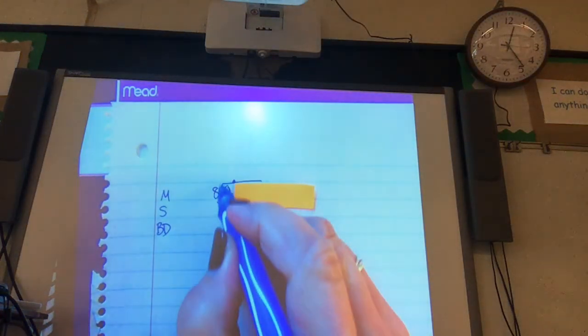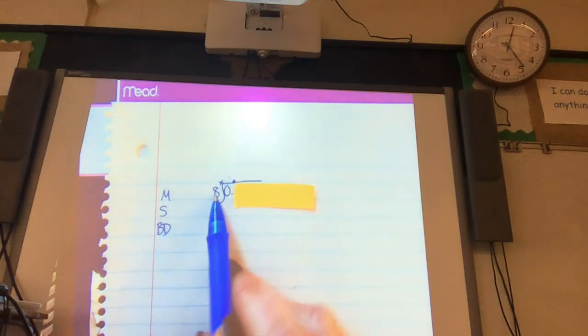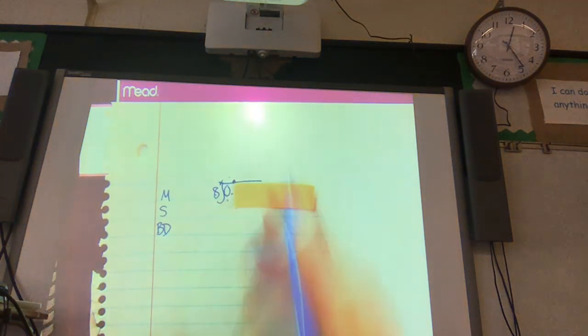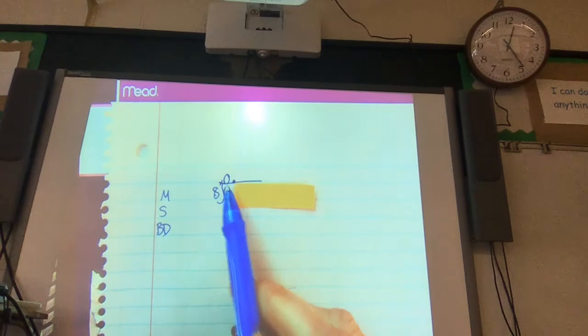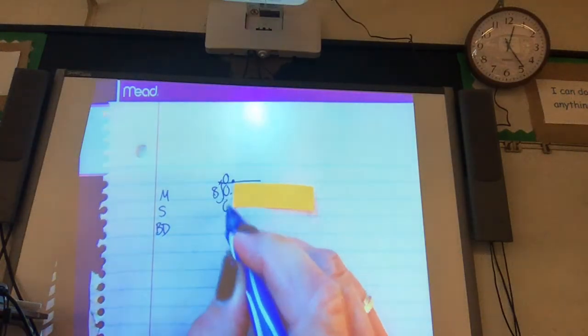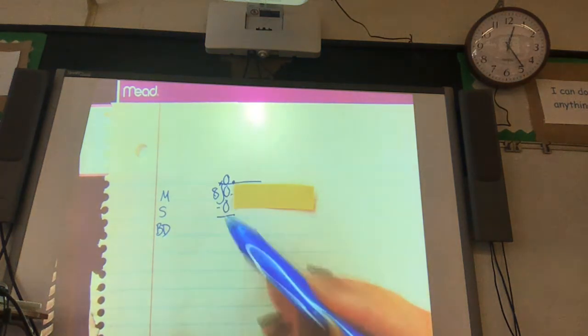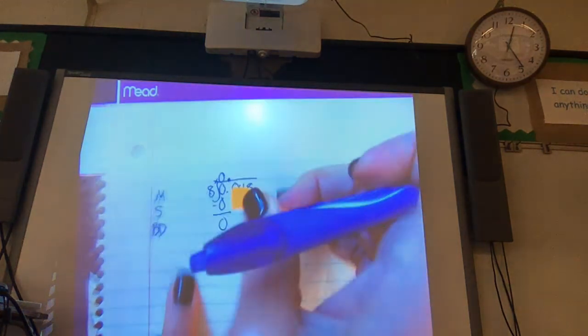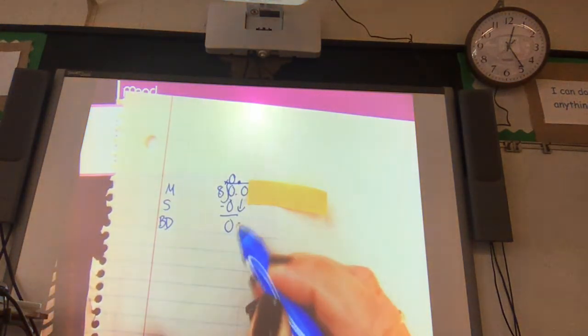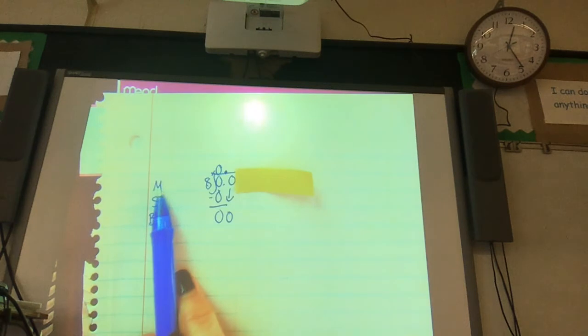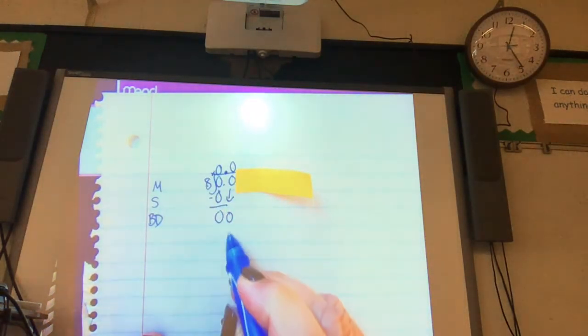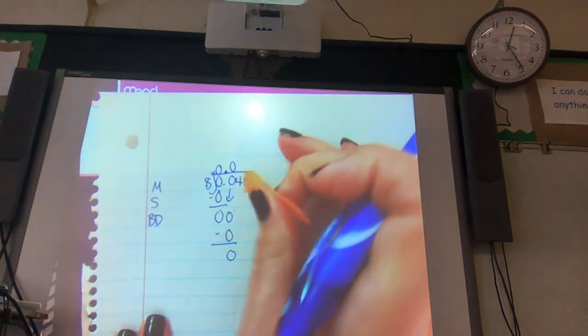And now I begin. What times 8 would get me close to 0 without going over? It has to be 0. 0 times 8 is 0. If I chose 1, that would be 8. You can't take 8 from 0. 0 minus 0 is 0. And I bring down my next number. Now I'm ready to start again with multiplying. 0 times 8 is 0. I subtract, and now I'm ready to bring down.